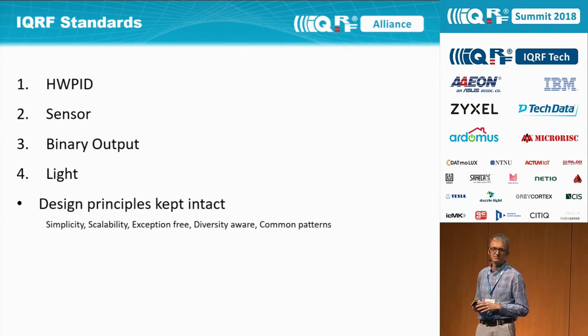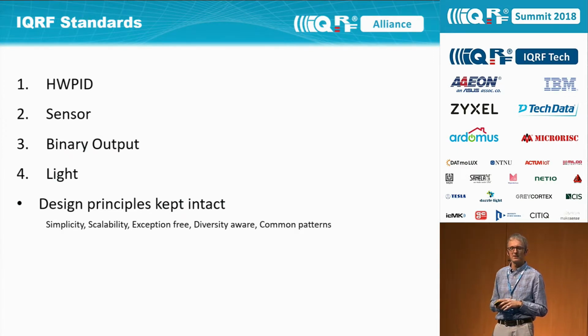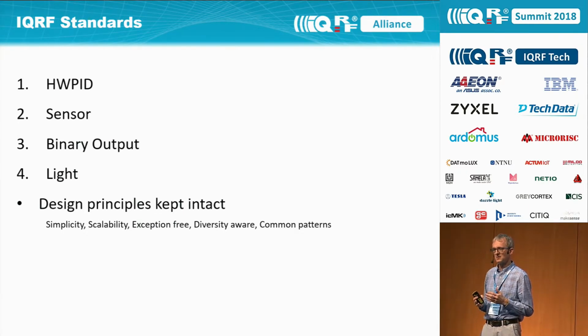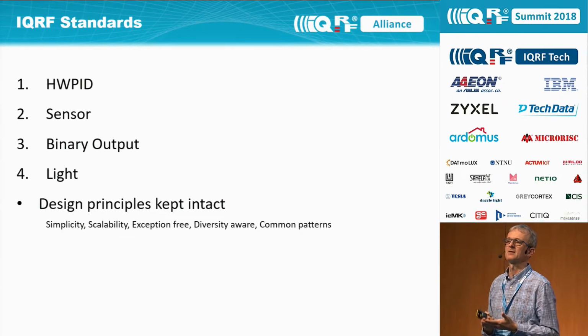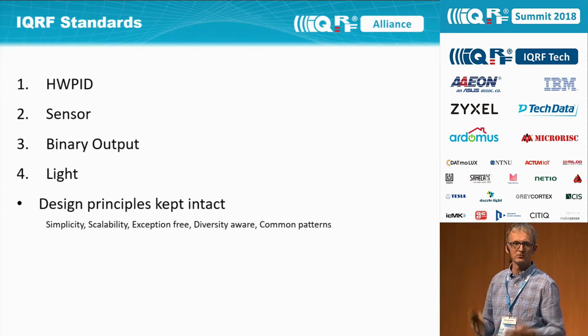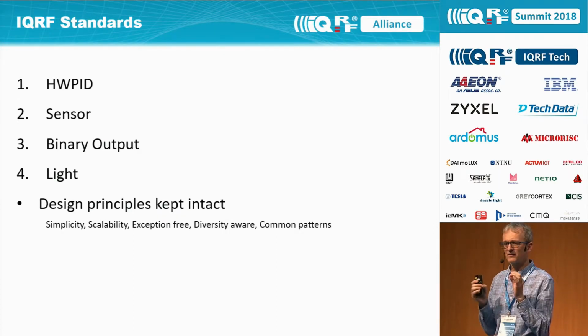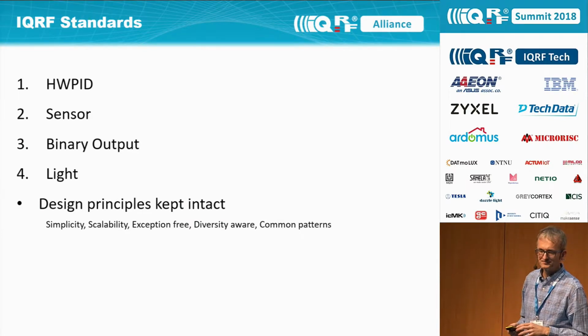So there are basic principles we keep in mind when designing the standards. As IQRF is simple, we want the standard to be simple. We want it to be scalable. On the other side, no exceptions. So we always focus on, let's say, 80% of the common things, and those things we try to put in the standard. No extra features of this and that product. They don't go inside.